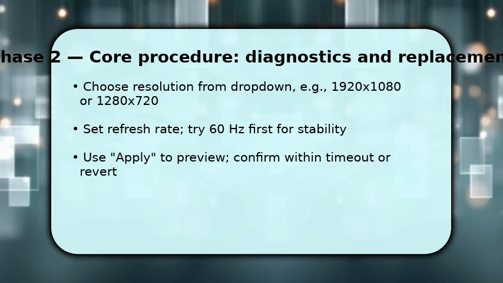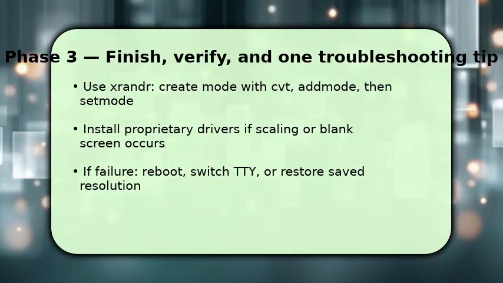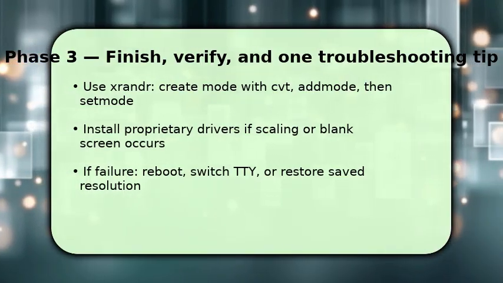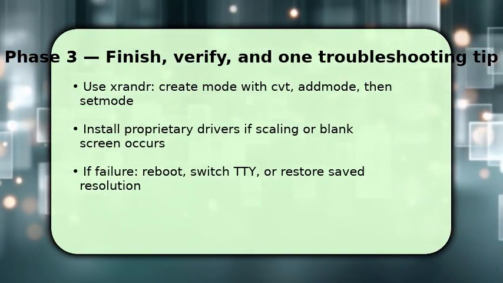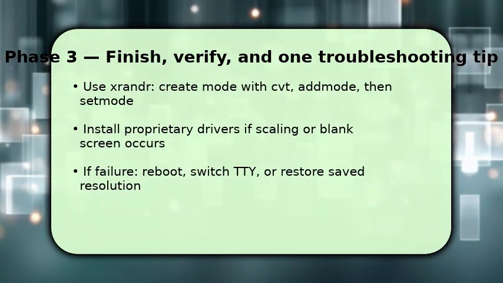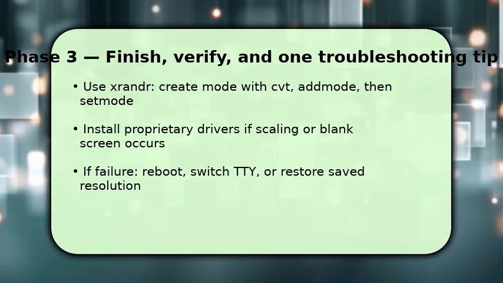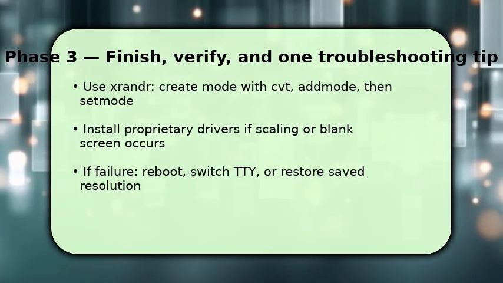Xrandr or adjusting drivers, which we'll cover now. To add a custom mode, use Xrandr from a terminal. Run CVT to generate a modeline, then xrandr --newmode, --addmode, and --output to set it. This lets you get non-standard sizes. If scaling, black borders, or blank screens happen, install or switch proprietary GPU drivers and reboot.